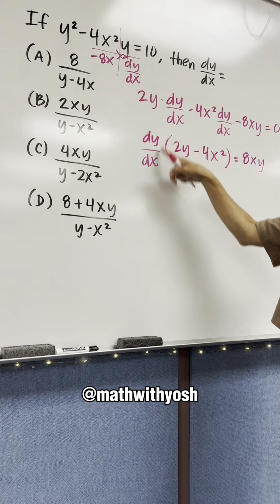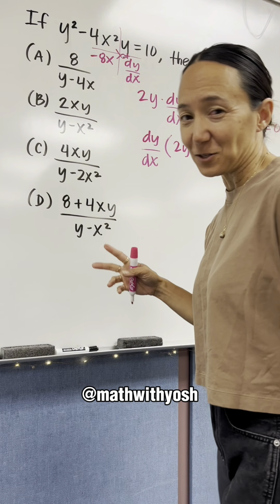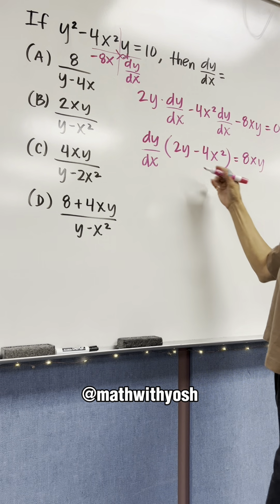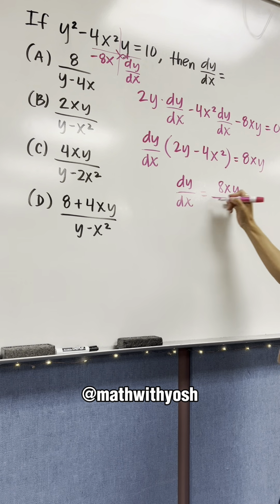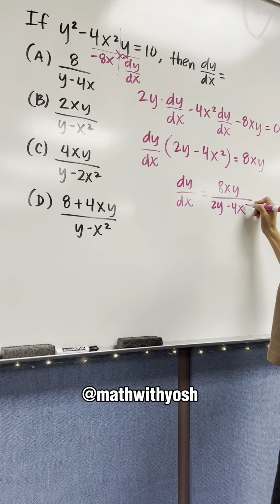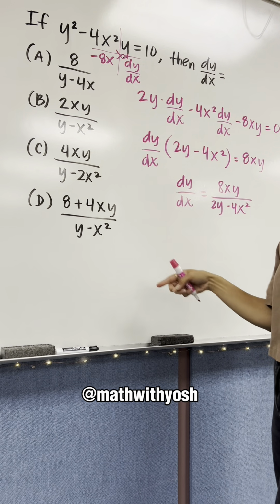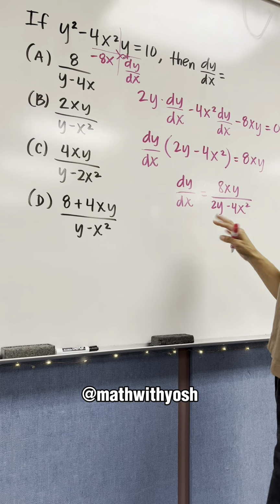At this point, to solve for dy/dx, which is going to be our slope, we're going to divide this expression out. So you end up getting 8xy divided by 2y minus 4x squared. And then looking at the answer choices, it looks like we're probably going to need to reduce this fraction.